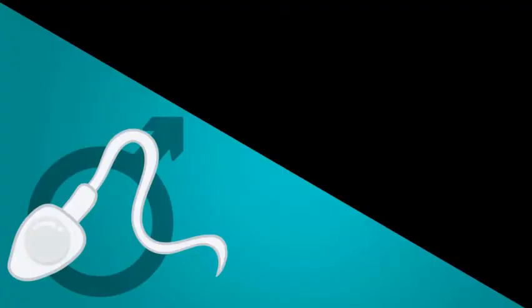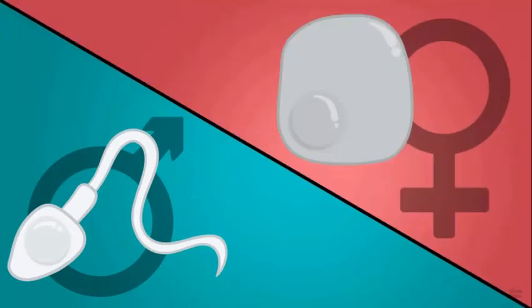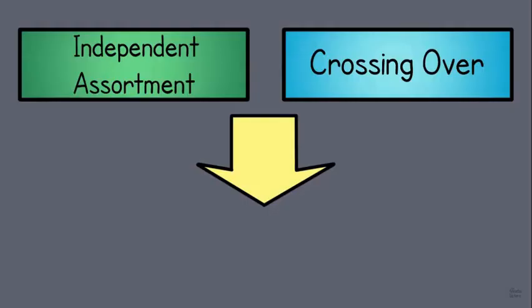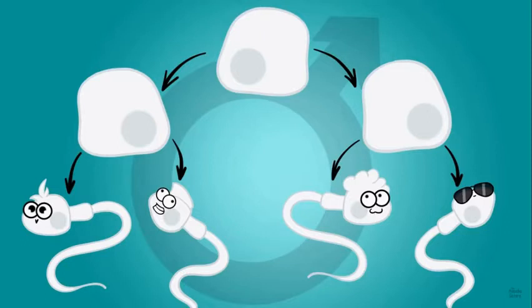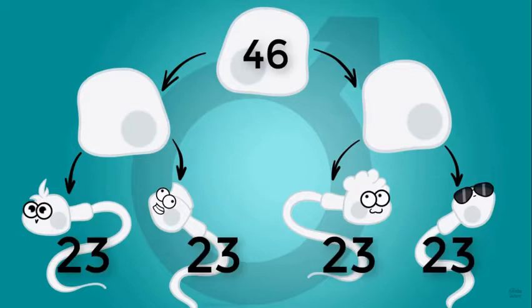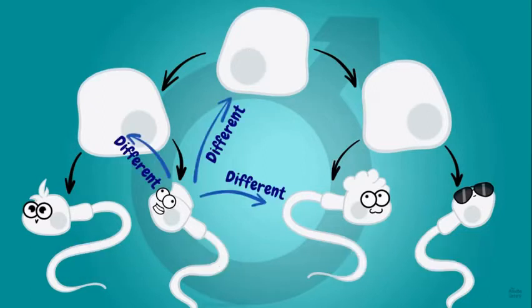Now, keep in mind that meiosis in males produces sperm cells, and in females it produces egg cells. Because of independent assortment and also crossing over, you're going to have variety. For example, in a male, the four sperm cells that are produced each time are all different from each other. They're also different from the starting cell because the starting cell had 46 chromosomes and the ending cells only had 23. So they are not identical to the original and they are not identical to each other.